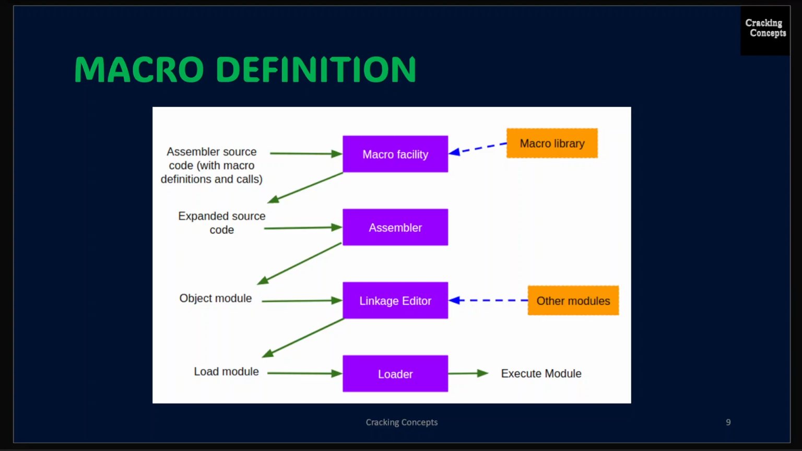Now in the beginning, we'll have an assembly source code with macro definition and calls in it, which is sent to a macro facility, which is connected to the macro library where we have the macro definition and other details related to the macros. Now, after the expanded source code is generated, it is sent to the assembler, which will convert it into object code. Now, that is given to the linkage editor, which is connected to other modules in the program, and all these modules will be linked together and a load module will be created. This is sent to the loader, which will execute the module.